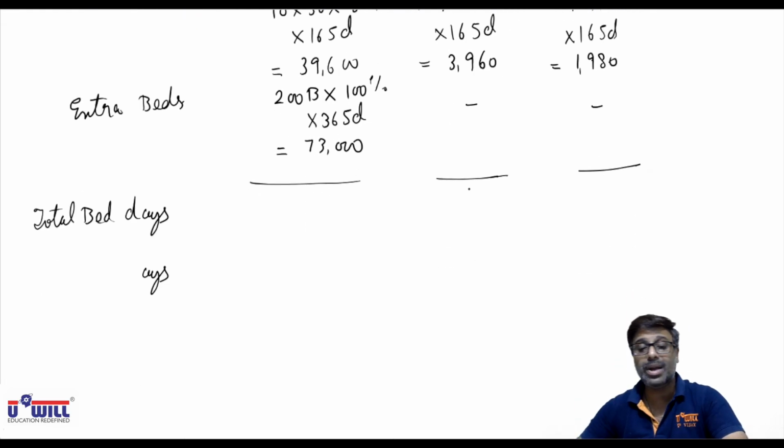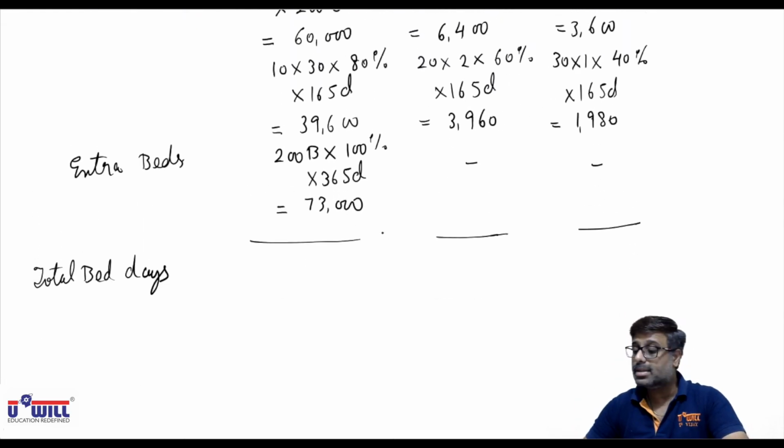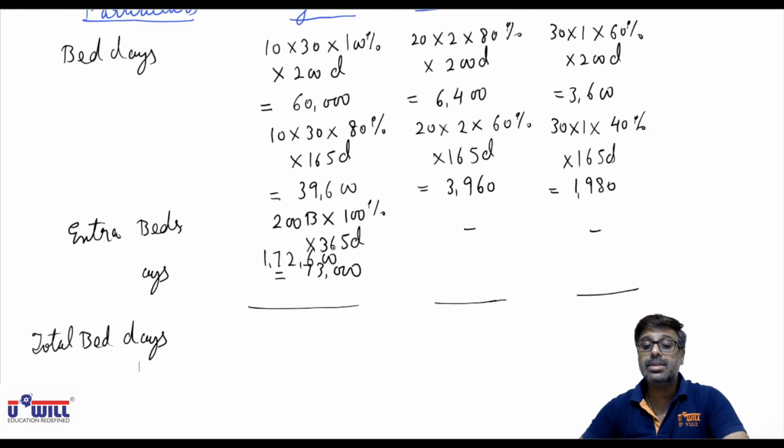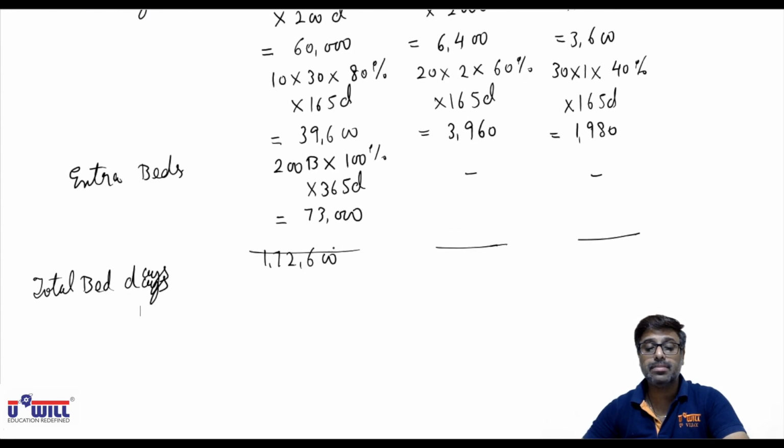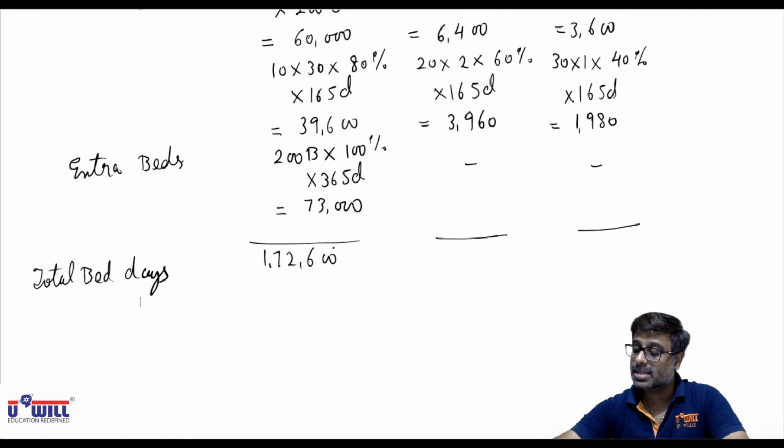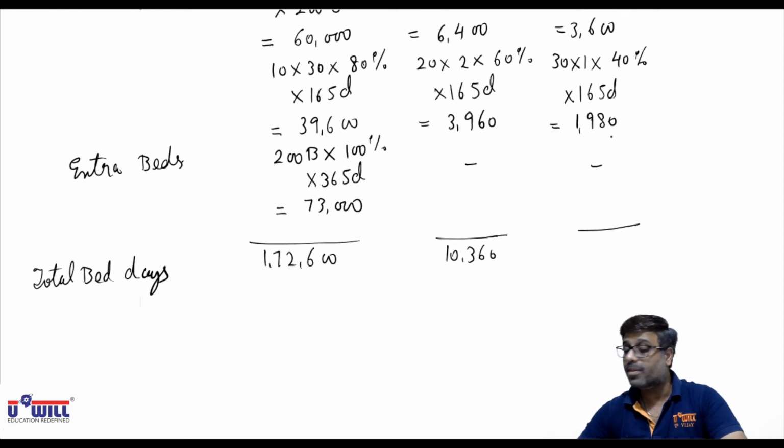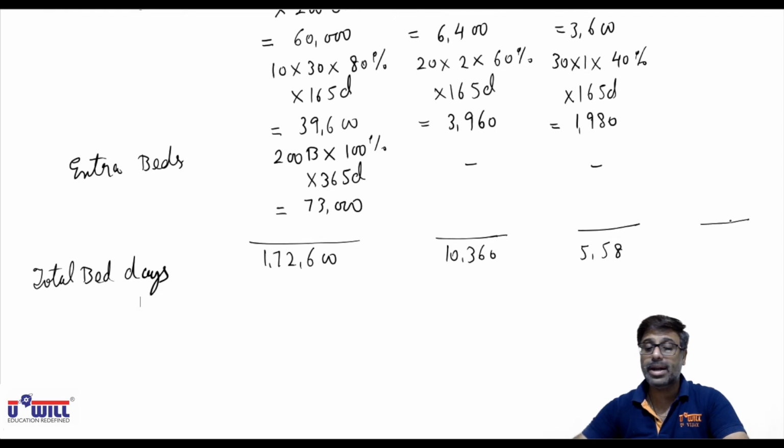For general wards, 1,72,600. Then 6,400 plus 3,960, that comes to 10,360. And 3,600 plus 1,980, that comes to 5,580. Now this final total will be required here.